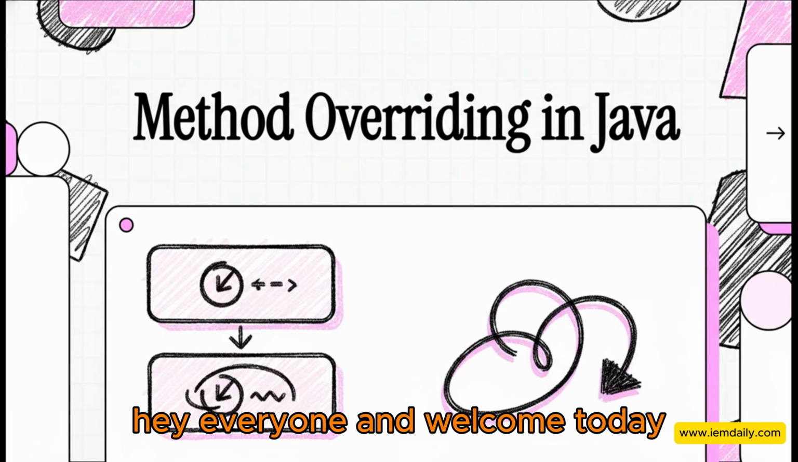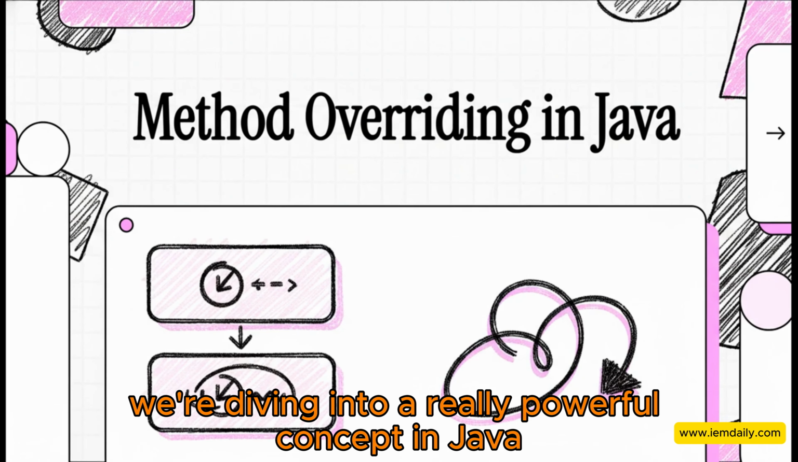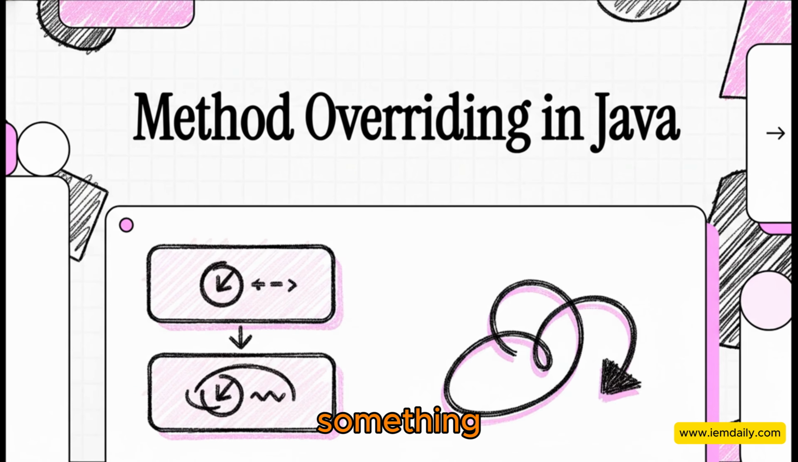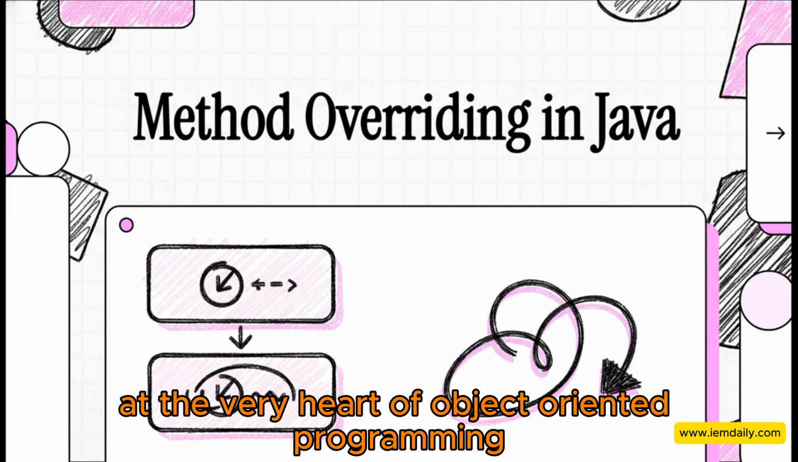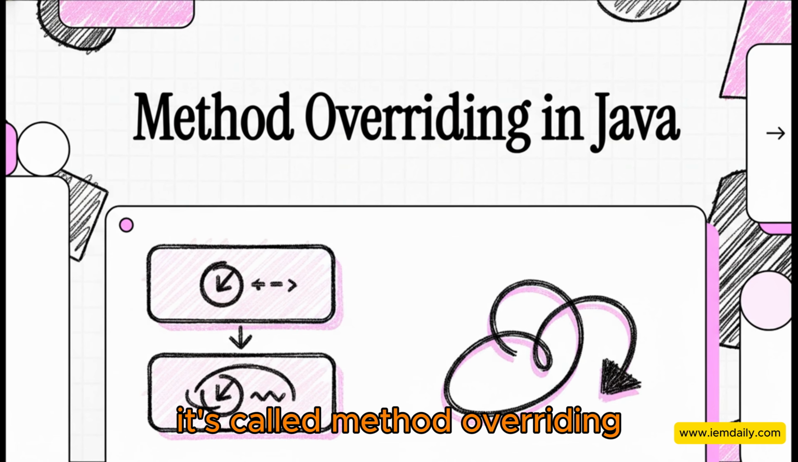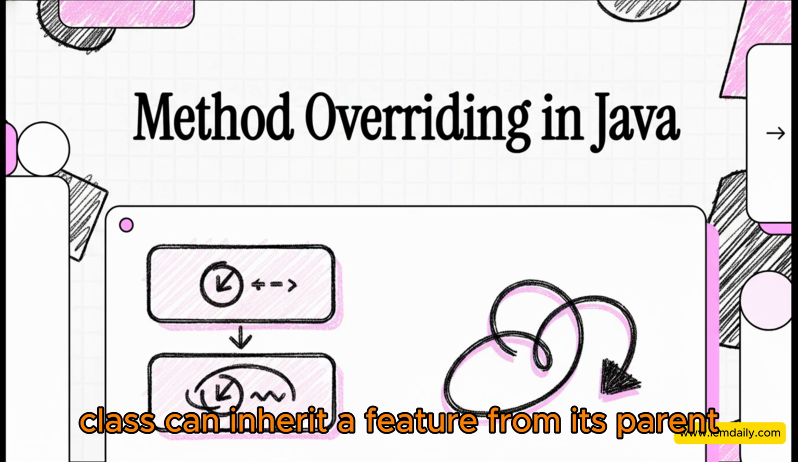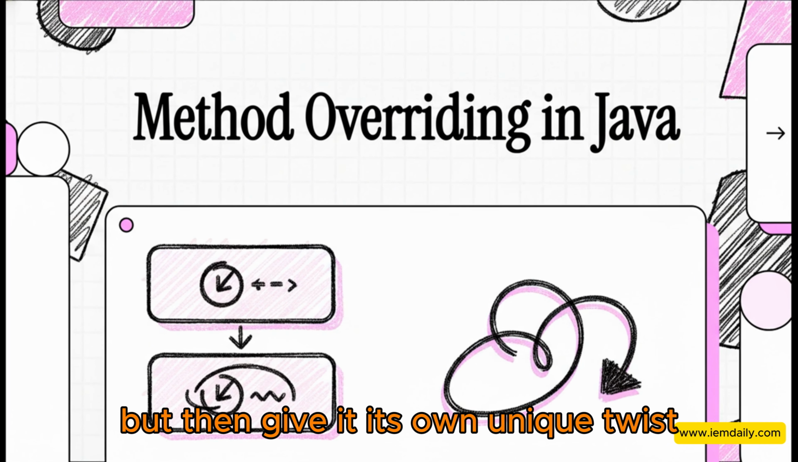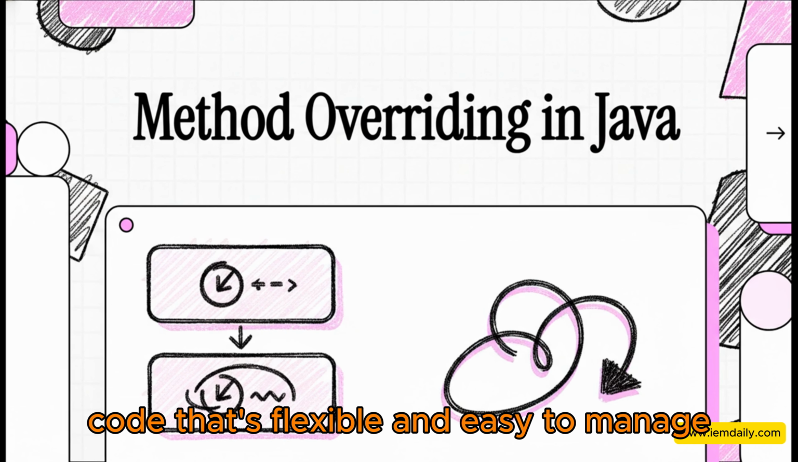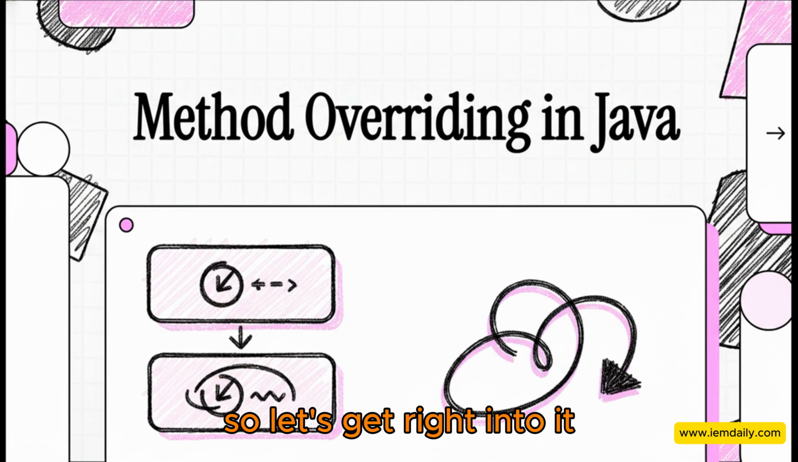Hey everyone, and welcome. Today we're diving into a really powerful concept in Java, something at the very heart of object-oriented programming. It's called method overriding. It's basically how a child class can inherit a feature from its parent, but then give it its own unique twist. This is absolutely key for writing code that's flexible and easy to manage, so let's get right into it.